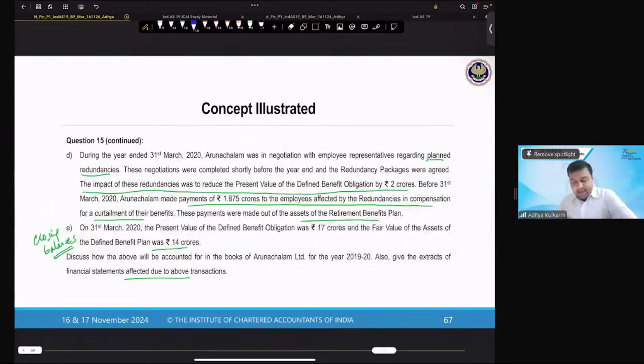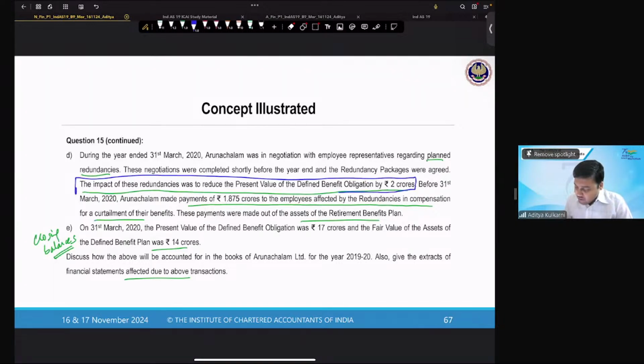During the year, Arunachalam was in negotiation with the employee representatives regarding planned redundancies. Okay, so there is excess workforce, so they want to cut short the staff. These negotiations were completed shortly before the year end, and the redundancy packages were agreed. The impact of these redundancies was to reduce the present value of obligation by 2 crores. Are you able to understand? Ultimately, हो क्या रहा है यहाँ पे? The present value of the defined benefit obligation is going to go down by 2 crores. Are you convinced?